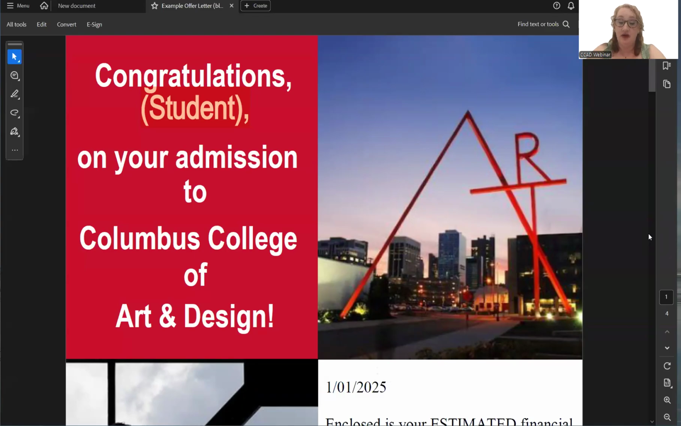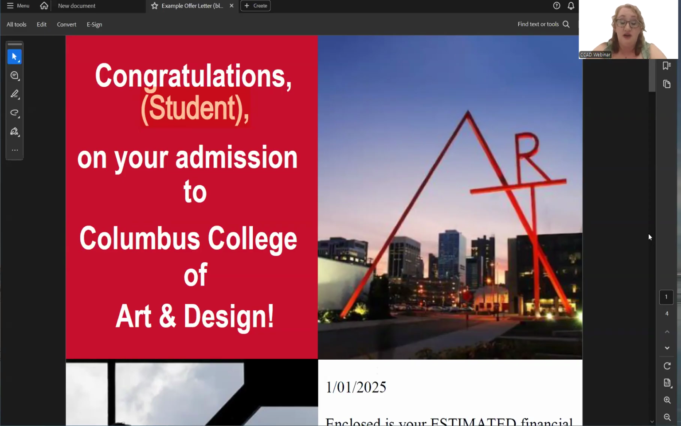I am going to be going over the financial aid offer letter. If you have not received your financial aid offer letter, you need to fill out your FAFSA. You and your parent need to do that, turn it in, and then our financial aid team will create one for you. If you have filled out your FAFSA and you have received a financial aid offer letter, we're going to go over how to read the offer letter and hopefully answer as many questions as I can for you.